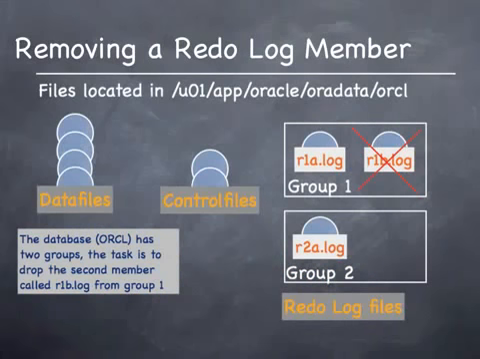Here we're looking at another administrative task that can be performed on redo log groups. You can drop or remove a member from a group. If a group has only one member, you cannot drop the member. Rather, you must drop the group. On the slide, you can see two groups where Group 1 has two members and Group 2 has a single member. The task to perform is to drop the member called r1b.log from Group 1. A redo log file member can be dropped from the database only when it is in an inactive state.